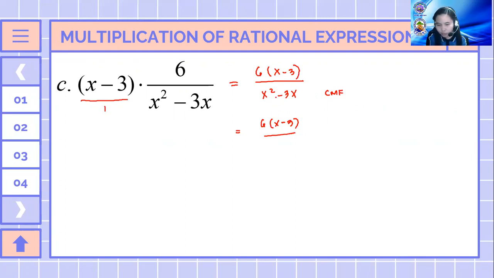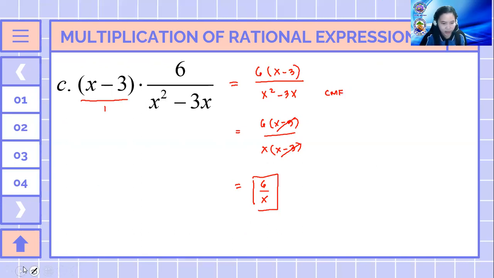Okay? So the GCF of x squared and 3x is x, right? And then divide both terms by the GCF. X squared divided by x is equal to x, and 3x divided by x is equal to 3. Okay? And then we will cancel out or divide out the common factors. So we can divide out x minus 3. Then the remaining terms are 6 over x. Therefore, the product of x minus 3 and 6 over x squared minus 3x is 6 over x. That will be the final answer.